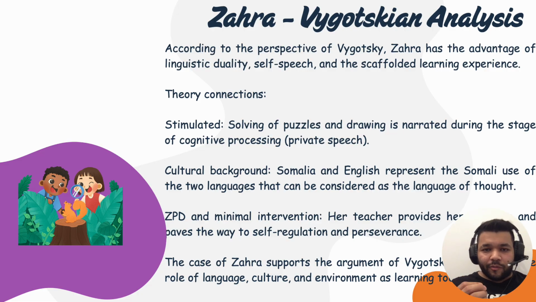Jara is coming from another country. She knows two languages, Somali and English, which enhances her cognitive flexibility. She uses private speech during tasks, switching between Somali and English. This two-language self-talk aids problem solving and planning. Her teacher's minimal intervention supports her self-regulation and persistence. Jara's cultural background and language environment all contribute to her learning, supporting Vygotsky's sociocultural theory.